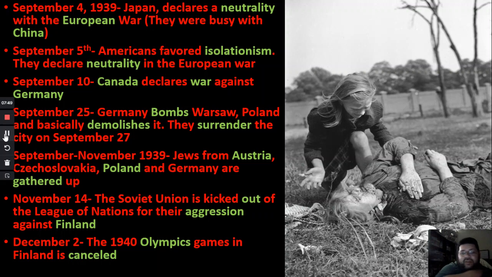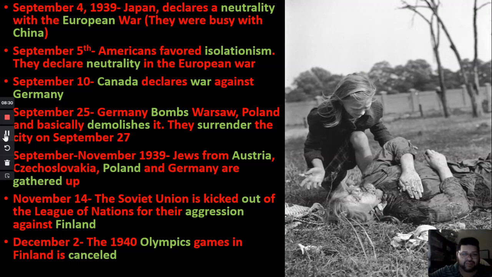We're neutral. About 5 days later, Canada goes, hey, we'll go to war against Germany. We don't like them. Yeah, we'll join. So they joined the war, declare war on Germany. And basically, about 2 weeks later, on September 25th, Germany bombs Warsaw, Poland. Warsaw is a town in Poland, and they basically demolish it all. They're really close to leveling the whole town, and the city surrenders like 2 days later. Yeah, they're like, "Okay, before you destroy everything, we're done."